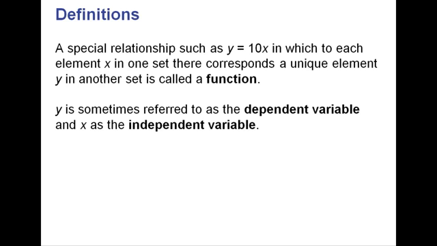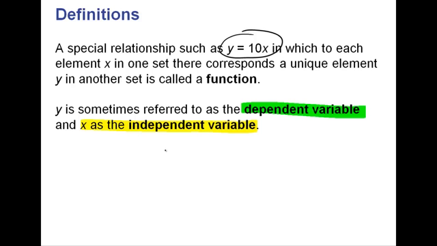A function really is just a relationship between two variables, x and y. X is normally our independent variable and y is our dependent variable. Independent variable is a fancy way of just saying the input. Dependent variable is just a fancy way of saying the output. Something like this is just saying that every time you give it an input value for x, it's going to multiply it by 10 and spit out the answer.